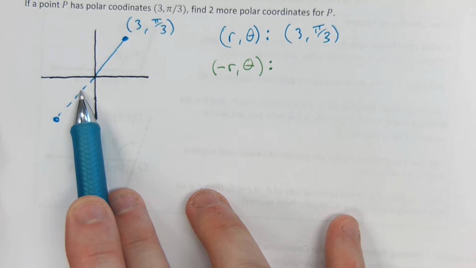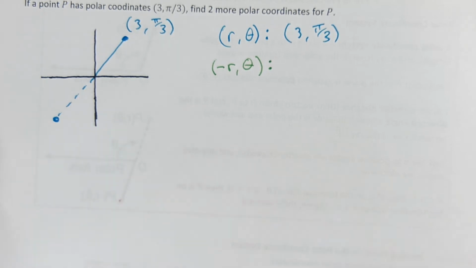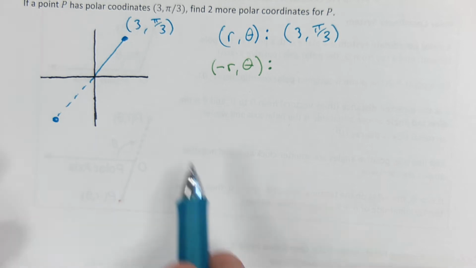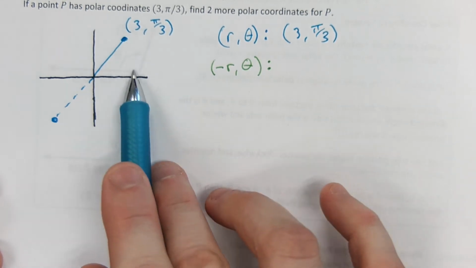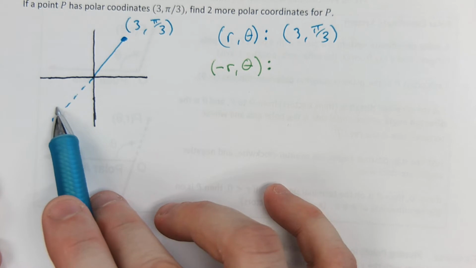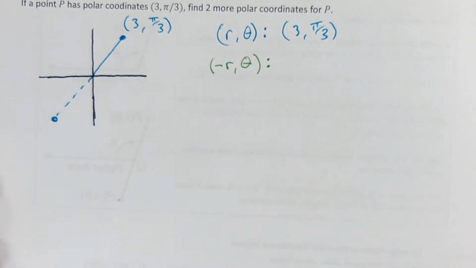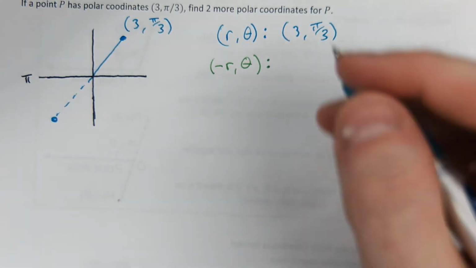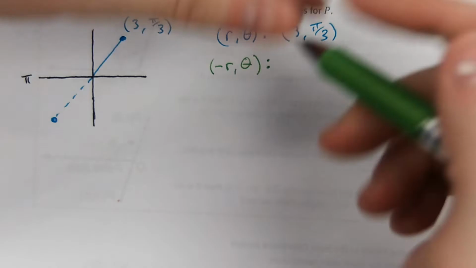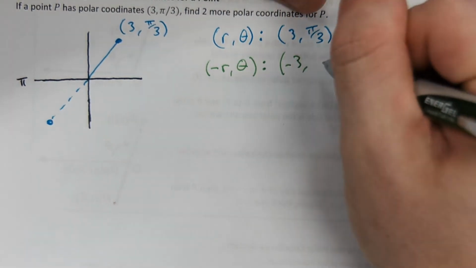4 pi. Not negative yet. Wait on that one. Yeah, it's 4 pi over 3. And the reason why we know that is because this is a pi over 3, so this is a pi over 3 after pi. Because you added pi to it. So this green one is going to be negative 3, comma 4 pi over 3.